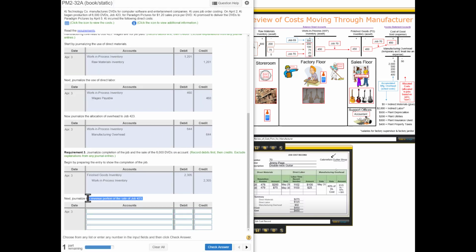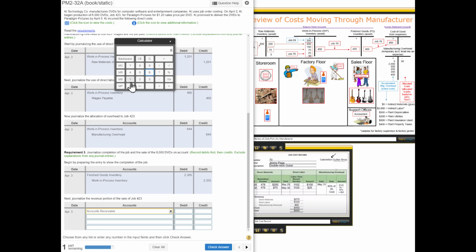Next, journalize the revenue portion of the sale. So it says up here we sold the DVDs on account, so we're not getting cash, we're getting AR. So AR is increasing, therefore that has to be the debit. How much did we sell them for? $1.20 times the 6,000 DVDs. 6,000 times 1.2. I could have done that in my head. So $7,200.